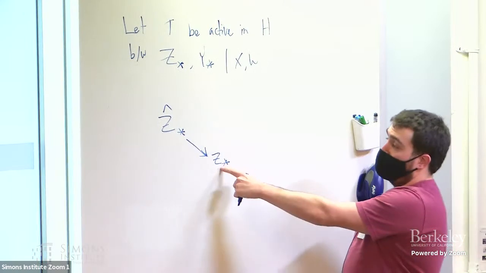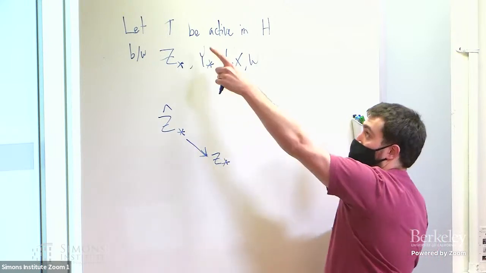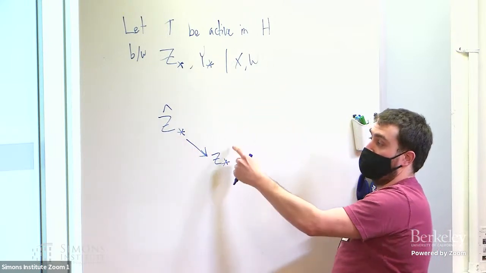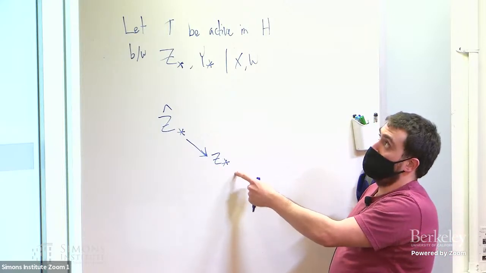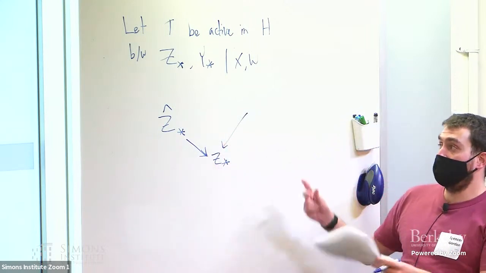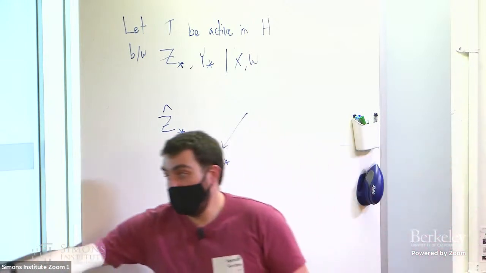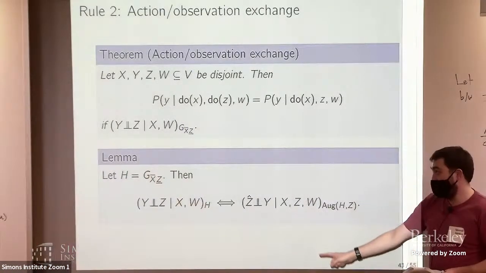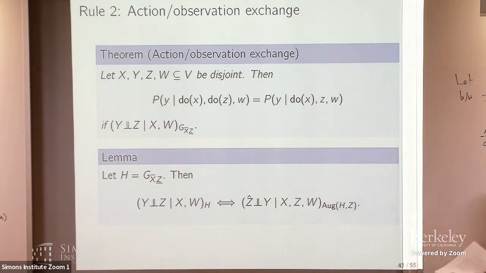And now we know that the subsequent edge that occurs in the trail T must have been an edge into Z star because, again, there are no edges out of Z star in this graph H. So our new modified trail is going to start off with a collider that looks like this. And we are interested in a conditional independence statement where we're conditioning on Z in this augmented graph. So this collider is in fact active when we condition on Z.